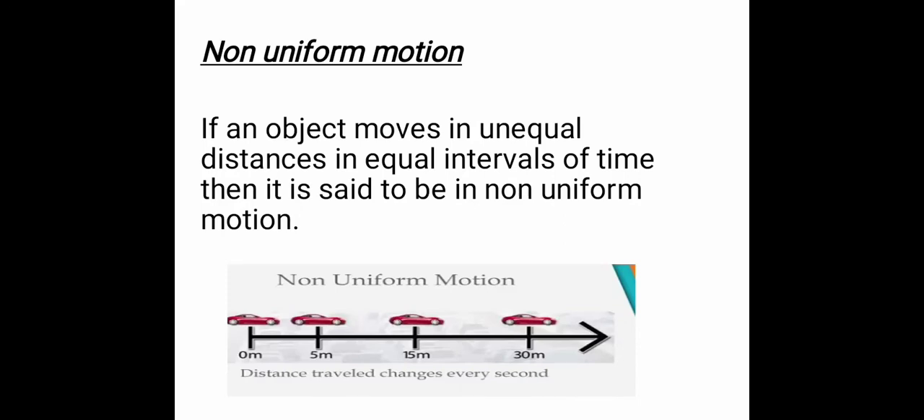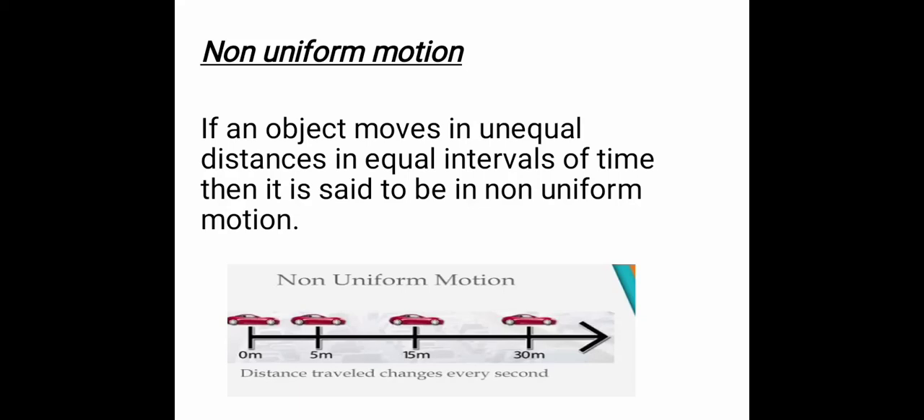Now look at the picture, see here. First the car moves from 0 to 5 meters for a particular interval of time. Next, it moves from 5 to 15 meters. So what is the distance covered? 10 meters. It takes some more time. Next, it goes from 15 meters to 30 meters. Now the distance is 15 meters, so it may take some longer time.